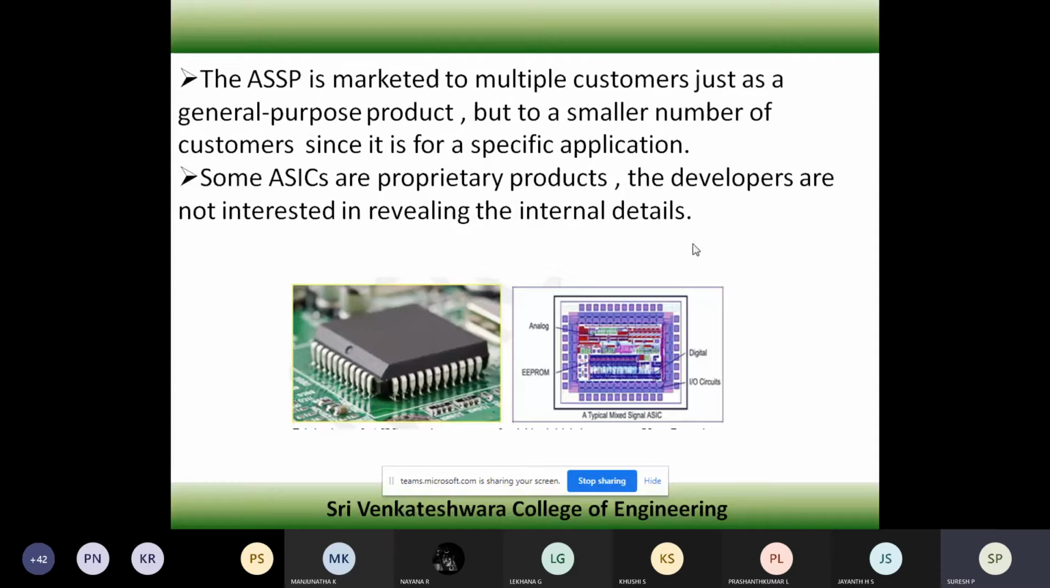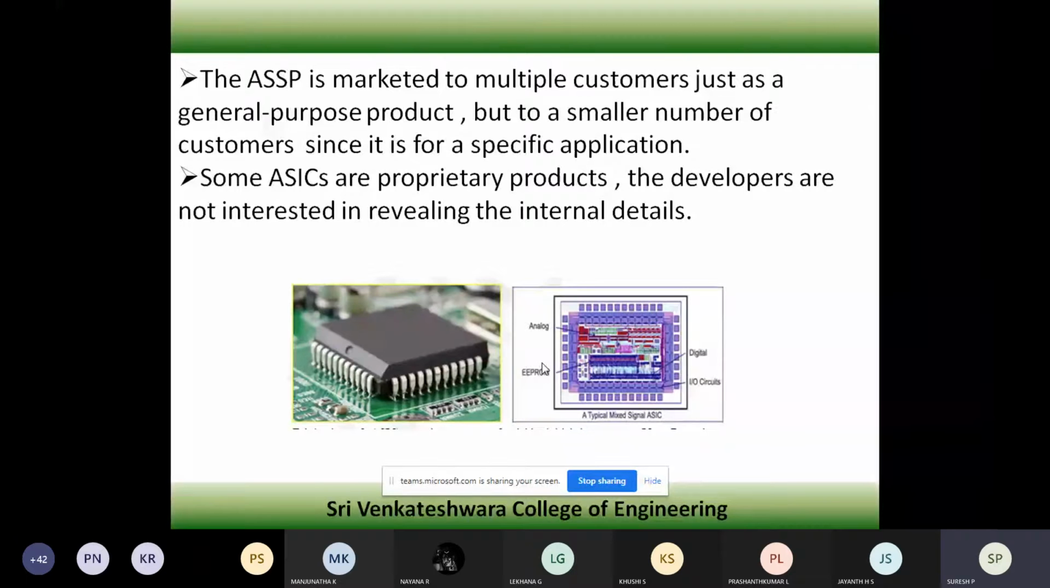Here you can see a typical example, a typical mixed signal ASIC. It is going to have the IO circuitry, the analog part with transistors, capacitors and inductors, and the digital part, which will be converting digital to analog. Then there is EEPROM, electrically erasable programmable read-only memory. That means you designed that IC for a specific purpose. When it is designed, some memory should be there inside to hold that particular program, right? For that purpose, they use the EEPROM in this ASIC.